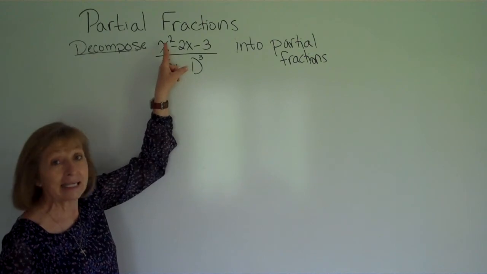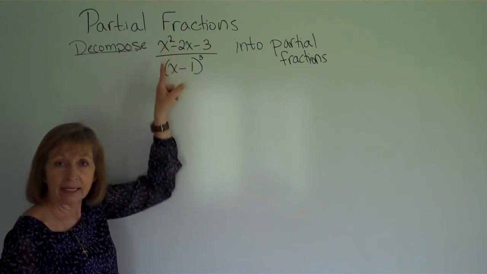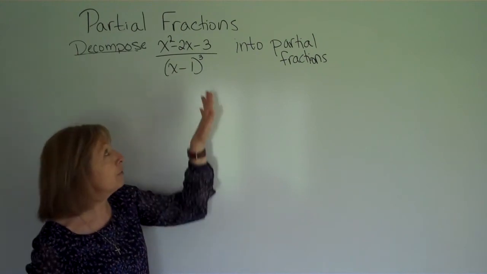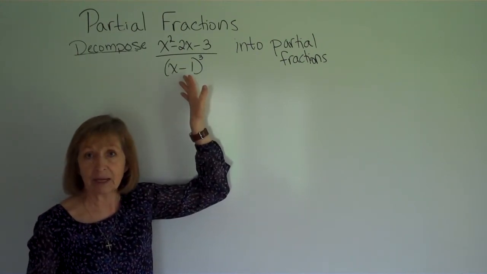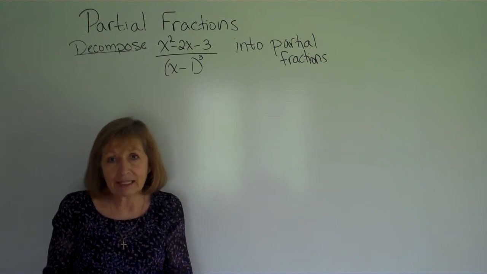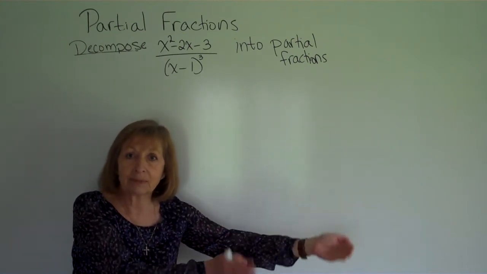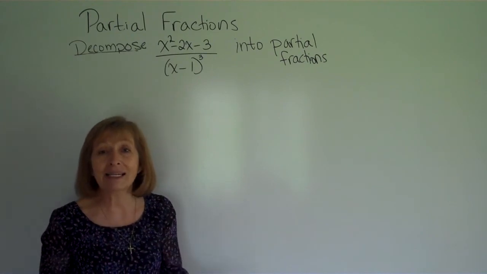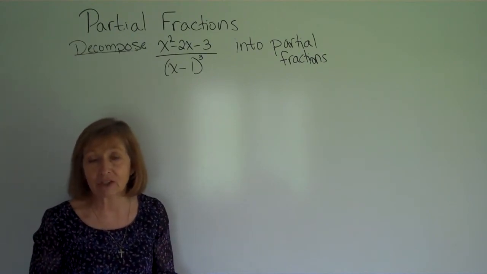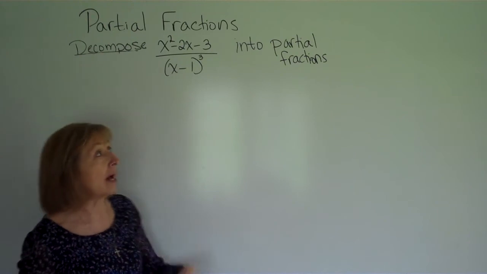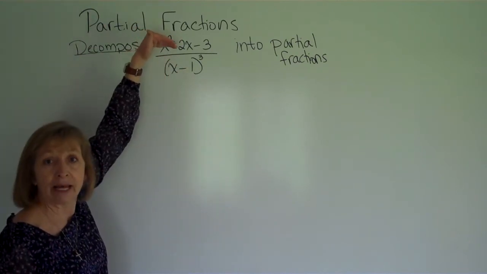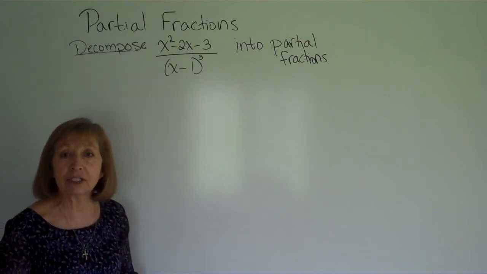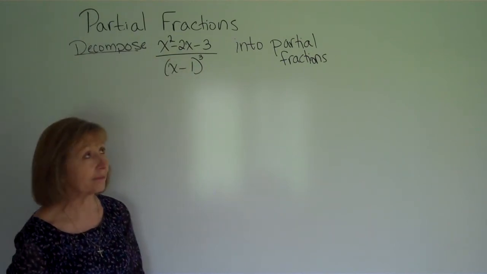Now here, my highest power in my numerator is squared. And just visualizing, don't actually do it, but if you were to multiply out x minus 1 cubed, so you'd have x minus 1 times x minus 1 times x minus 1, by doing all of the process of it, your highest power you would get there is x to the third. So my numerator's degree is smaller than my denominator's degree, so I don't need to do the division to start it.